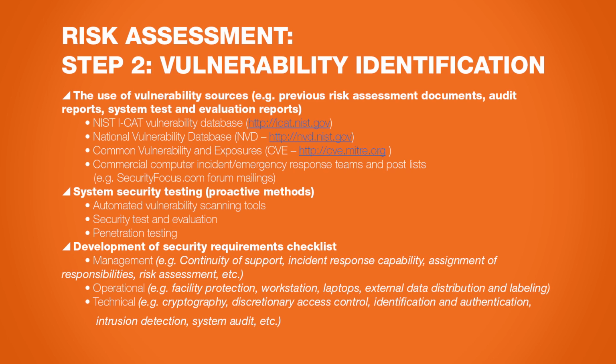Step 2 in risk assessment, vulnerability identification. Vulnerability is a flaw or weakness in system security procedures, design, implementation, or internal controls that could be exercised, accidentally triggered, or intentionally exploited, and result in a security breach or violation of the system security policy. Vulnerabilities can be identified by numerous means.